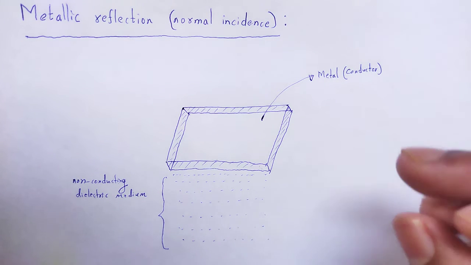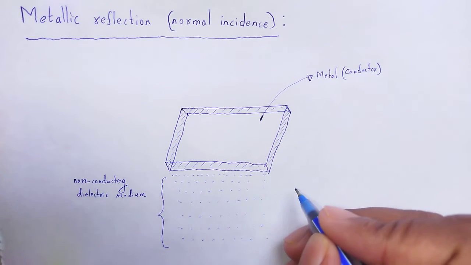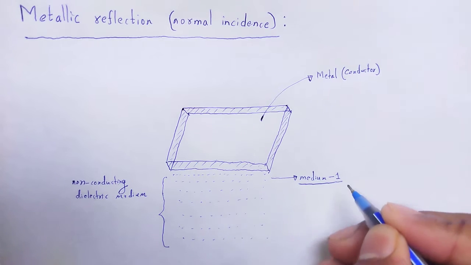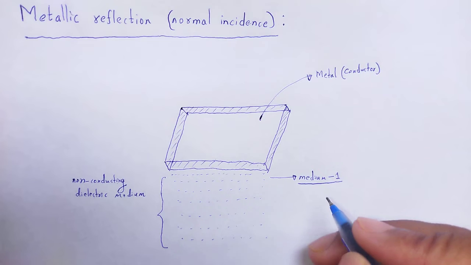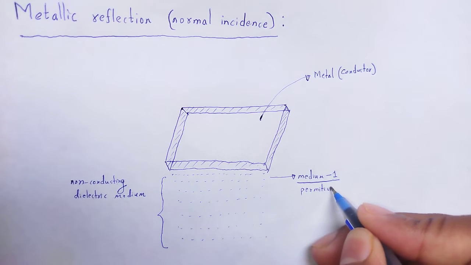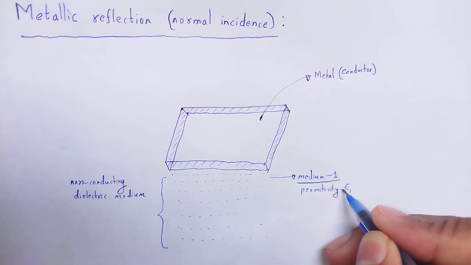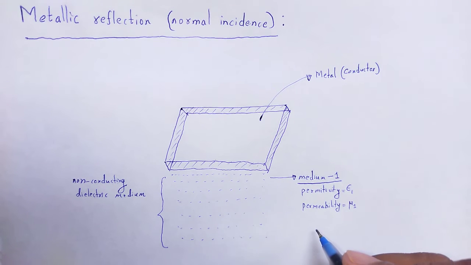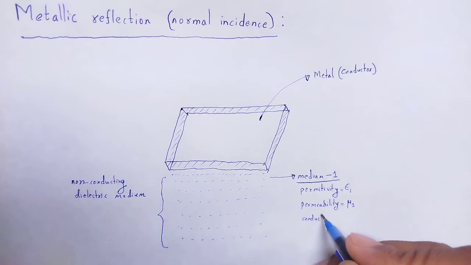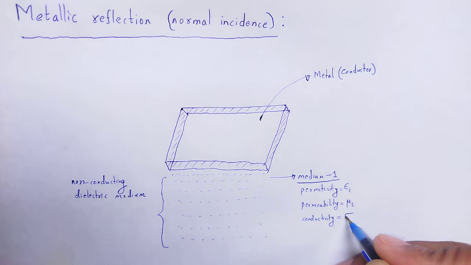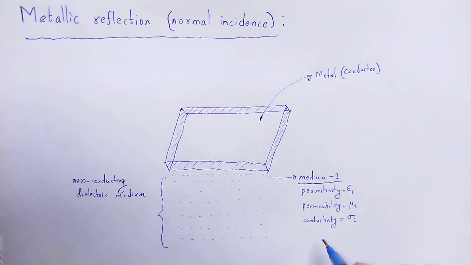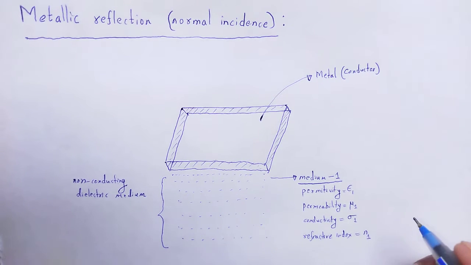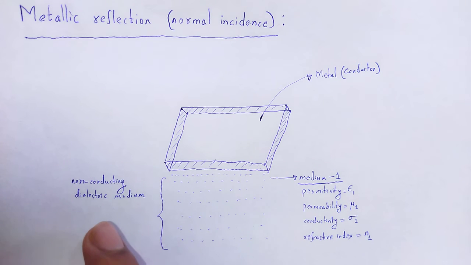For our convenience, we can say this is medium 1, and that medium 1 has permittivity epsilon 1, permeability mu 1, conductivity sigma 1, refractive index n1. Medium 1, which is non-conducting, or we can say it is a dielectric medium.